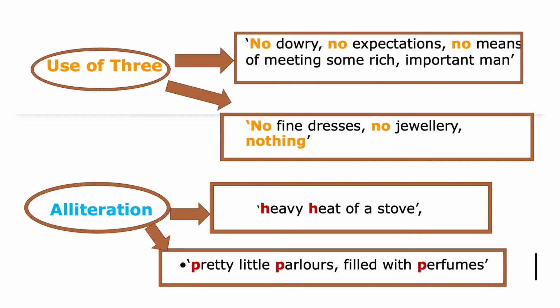"No dowry, no expectations, no means of meeting some rich important man." And in another place, "no fine dresses, no jewelry, nothing." So here, "no" is repeated three times. Some words are linked with alliterative H in "heavy heat of a stove." And alliterative P is repeated in "pretty little parlors filled with perfumes." This is for emphasizing her fantasy for riches.